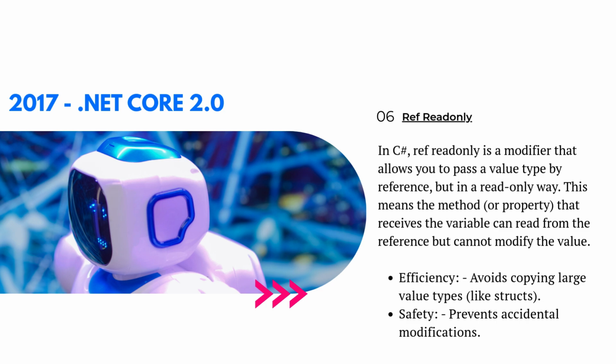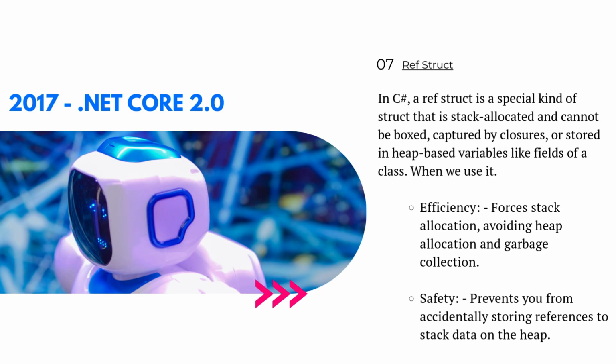Safety: prevents accidental modifications. In C#, a ref struct is a special kind of struct that is stack allocated and cannot be boxed, captured by closures, or stored in heap-based variables like fields of a class. When we use it, for efficiency, it forces stack allocation, avoiding heap allocation and garbage collection. For safety, it prevents you from accidentally storing references to stack data on the heap.